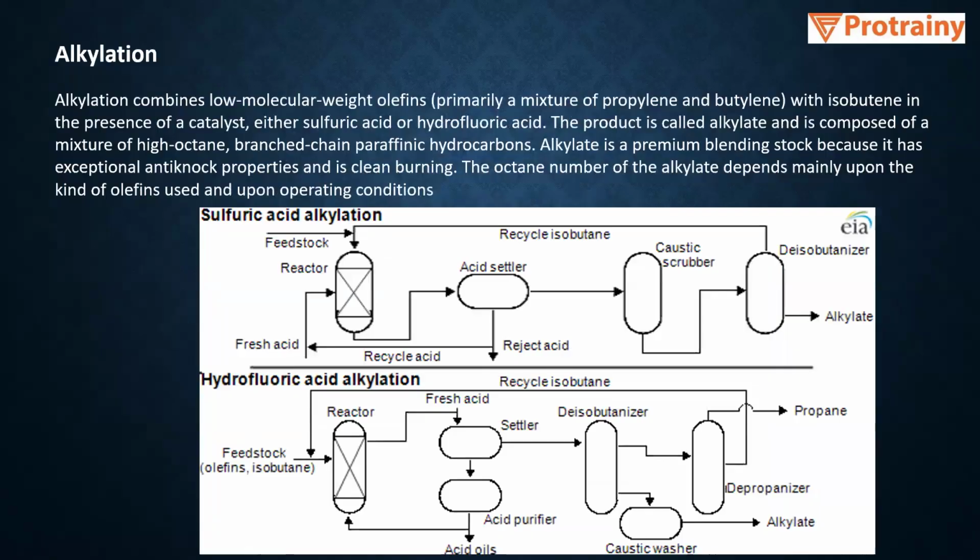In alkylation, we combine low molecular weight olefins with isobutane in the presence of a catalyst, either sulfuric acid or hydrofluoric acid. The products are called alkylate, and it is composed of a mixture of high octane branched-chain paraffin hydrocarbons. It is also used as a blending stock for getting different blending outcomes.